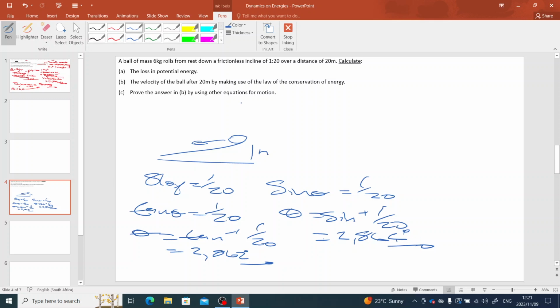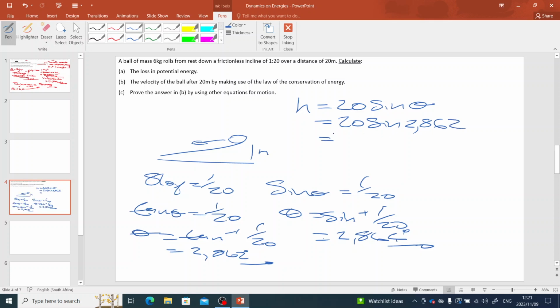Okay. Now, this is what we have. We said that before we can do anything, we have to calculate height. Now, we are given the slope. The slope is given as 1:20. This is the fraction 1 over 20. Now, we then have to calculate height. In calculating our height, it will be 20 multiplied by sine theta. Then it is 20 multiplied by sine 2.86.